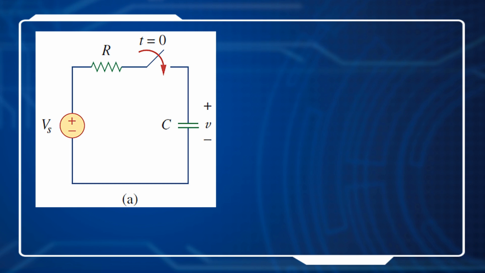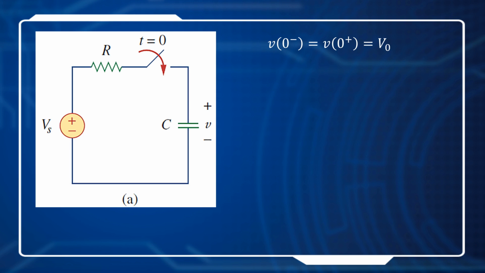However, on the other hand, the capacitor is charged. So when t is less than 0, the voltage of the capacitor is not 0. Actually, V0 minus equals V0 plus equals V0. Why? Because the voltage across a capacitor cannot change abruptly, so the two voltages are the same.